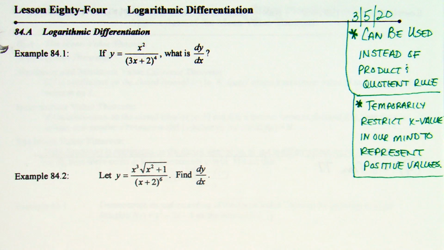Okay, guys, lesson 84. As you see up there, it's logarithmic differentiation. So this is yet another way to take derivatives. Now, this method of taking derivatives, you notice I kind of pre-wrote a couple of notes over there to the side. First of all, it can be used in place of product and quotient rule. Okay, the idea is that you use it when product and quotient rule would be rather difficult, rather dicey.